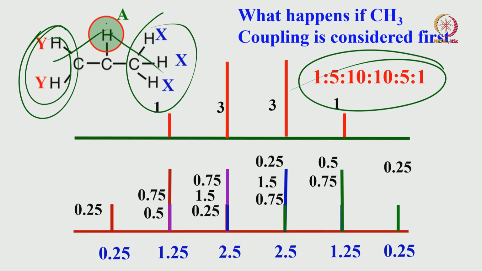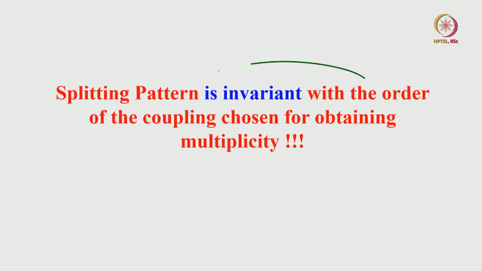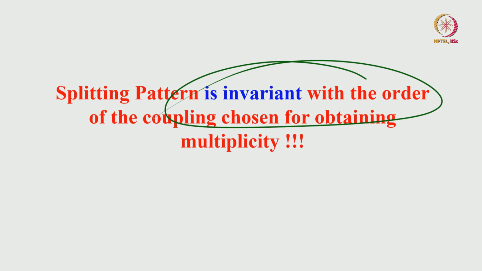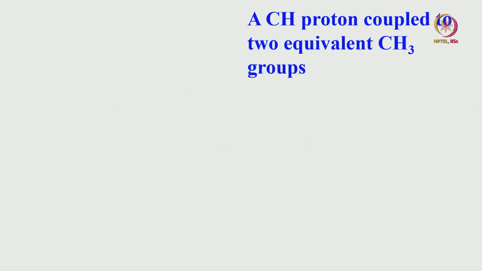Totally, both of them are coupled simultaneously. For working out the multiplicity pattern, the splitting pattern is invariant with the order of the coupling chosen for obtaining the multiplicity. How do you get the multiplicity? Whether you take CH2 first or CH3 first or the converse does not matter. The total spectrum appearance, finally the multiplicity pattern, remains identical. So, when you are working out the multiplicity pattern using this type of Pascal triangle approach, it does not matter which one you take first, which one you take second.